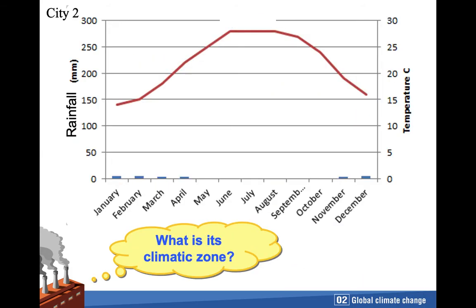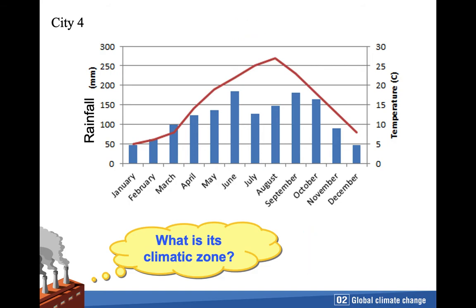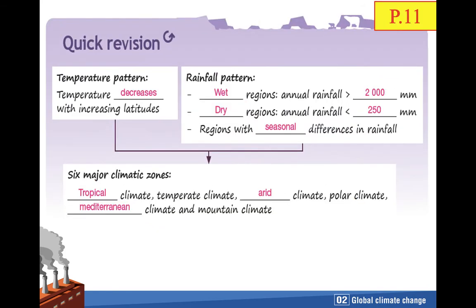Okay, so we have gone through all the 4 cities that we have mentioned. So now let's do a quick revision for chapter 2.1. Oh, sorry, this lesson is also chapter 2.1, okay, the whole chapter 2.1. So let's do a quick revision on page 11. Please fill in the blanks in your book, and if you don't have it, go check the e-class or Google Classroom. Okay, so let's do it together.